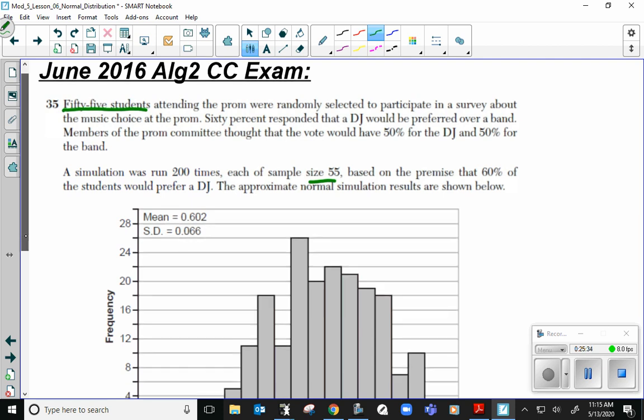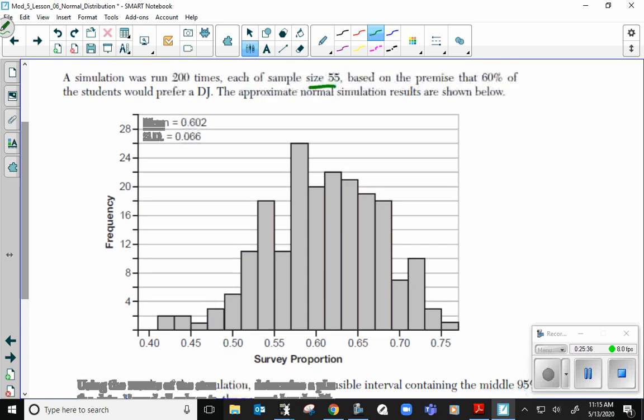So I look at this right here. Here's my mean. Okay, my standard deviation. And if you look here, don't automatically assume this is standard deviation. Standard deviation is right here. And here's my mean, 0.602, so about 60%. Those are just labels on an axis. That is not the standard deviation. This is right here. Please make note of that.